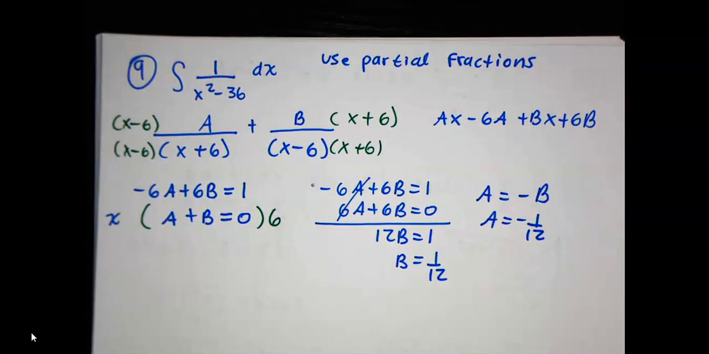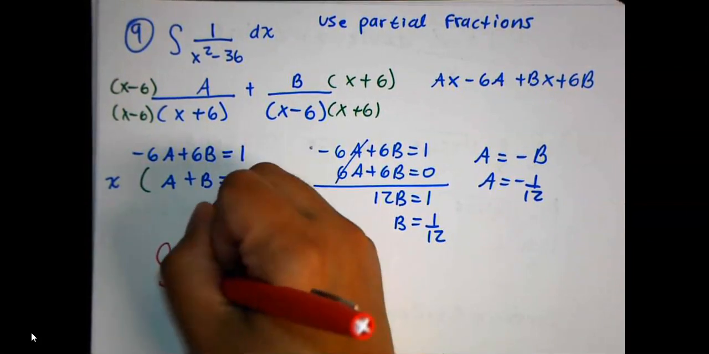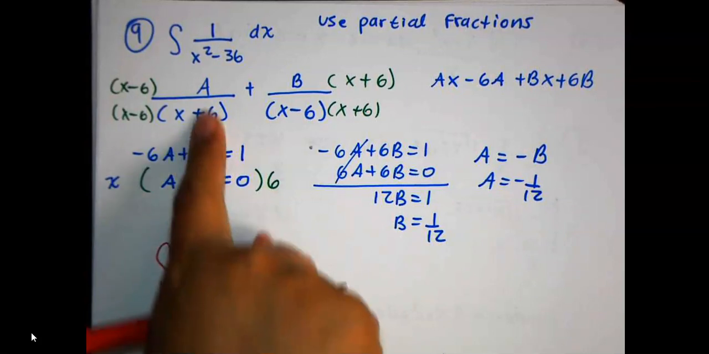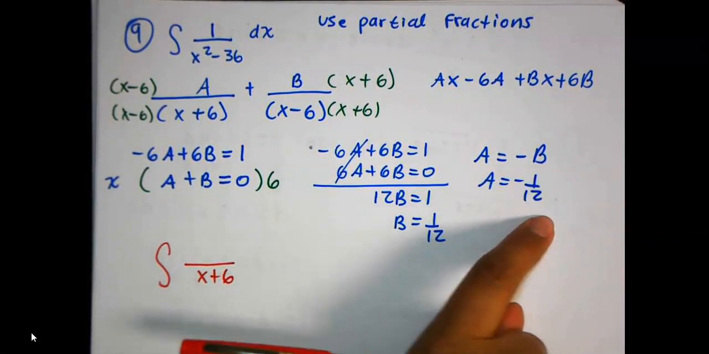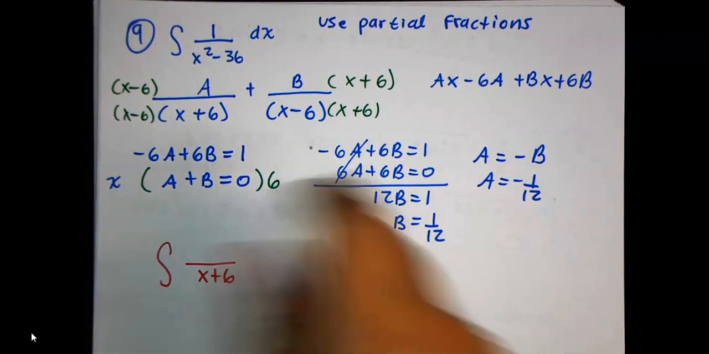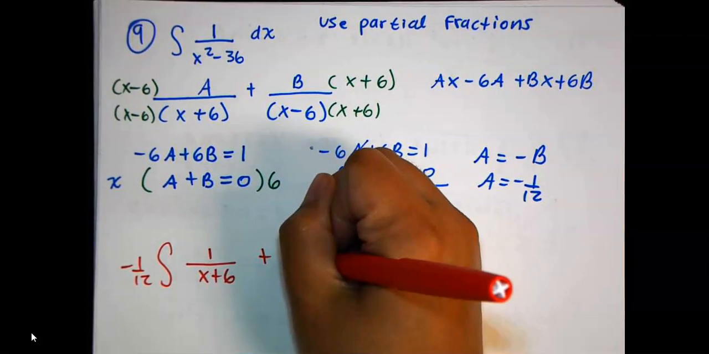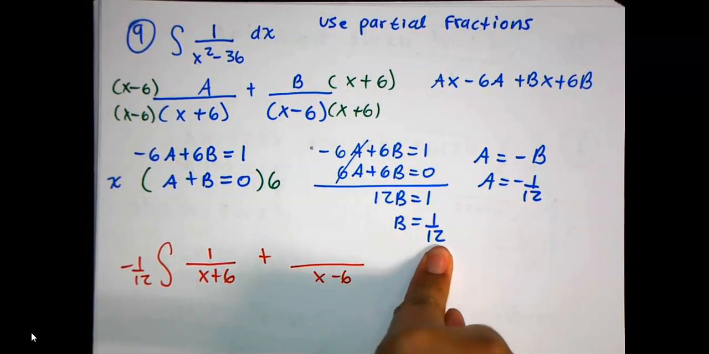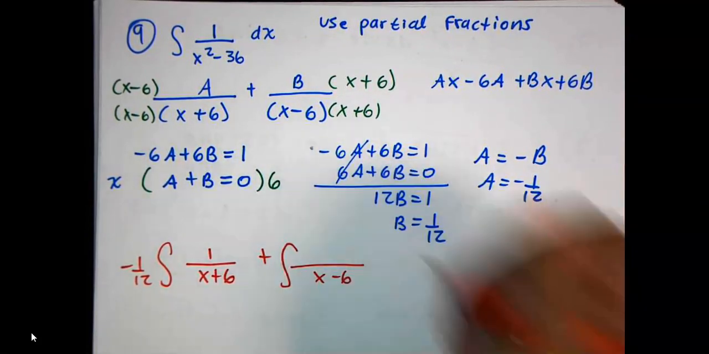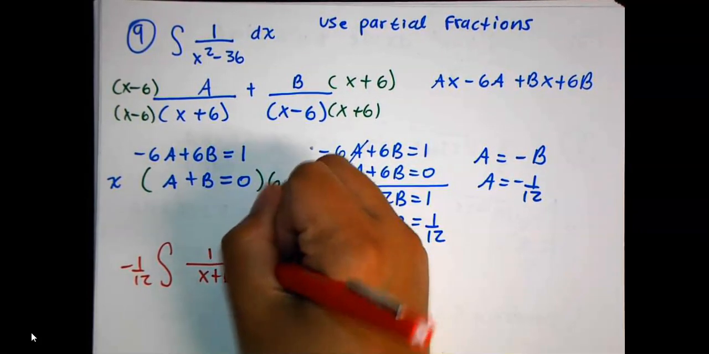So then I'm going to rewrite my integral. My integral will now be 1 over x plus 6, and it's a. A is negative 1 over 12. Since it's just a constant, I can move that outside. Plus b. B is positive 1 over 12. I can do another integral right here, and I could put 1 over 12 and also take it out.